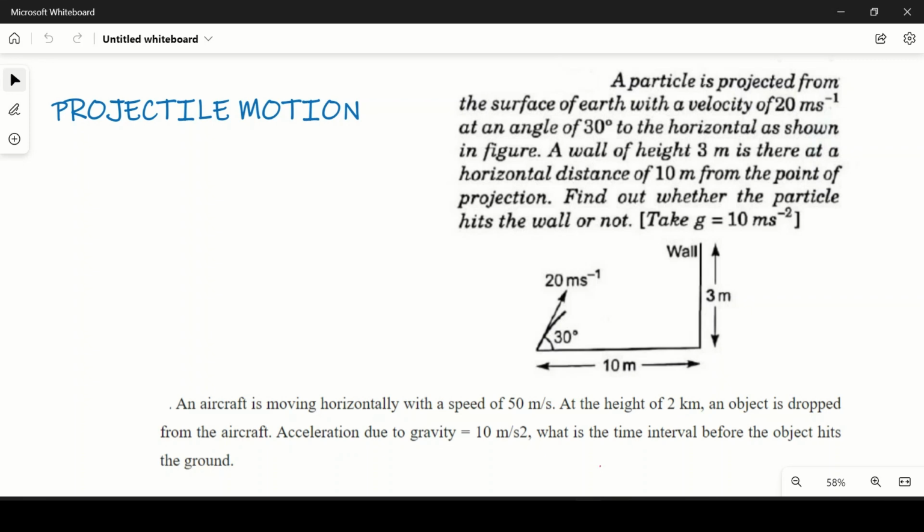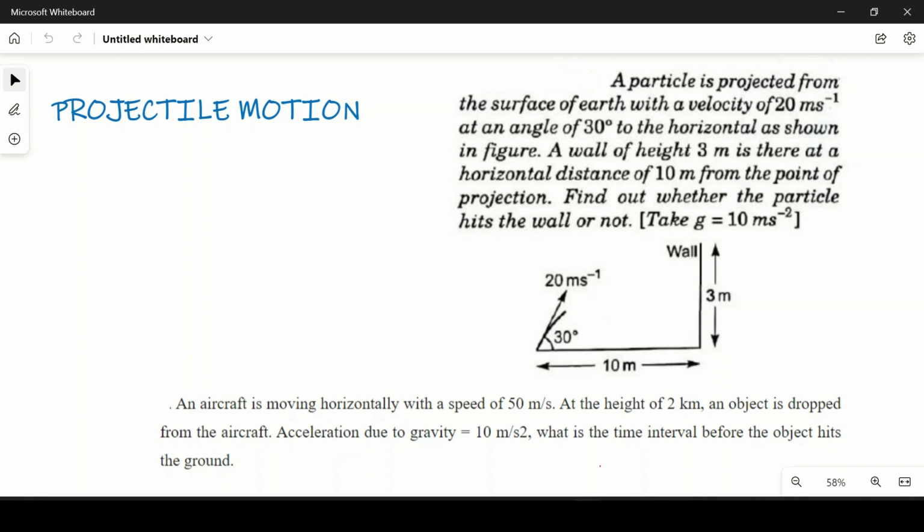In today's video, we will solve these two numerical problems based on projectile motion. In our previous videos, you can go to our playlist projectile motion, we have solved many types of problems and derived formulas for maximum height, range, total time of flight, and equation of the projectile motion. So if you want to solve the numerical problems, let's start. Otherwise you can go and visit our previous videos.